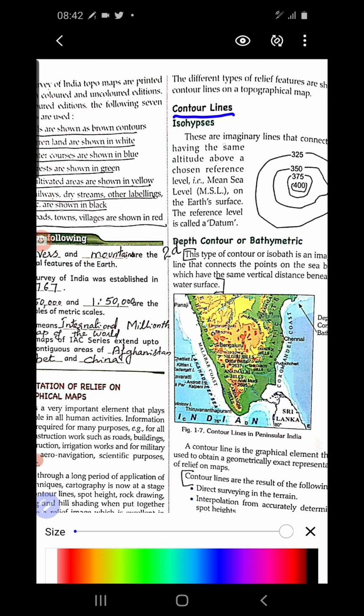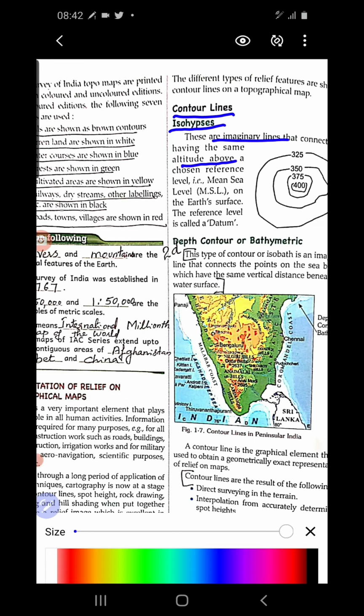Okay, now here let's see what that is. Isohips. Isohips means contour lines. The term used for isohip is contour lines. These are imaginary lines connecting places having the same altitude above sea level.